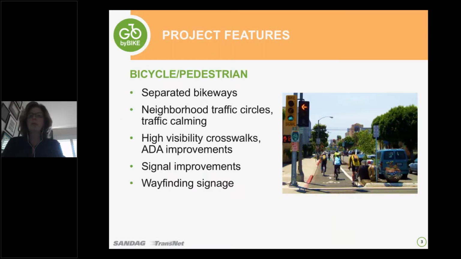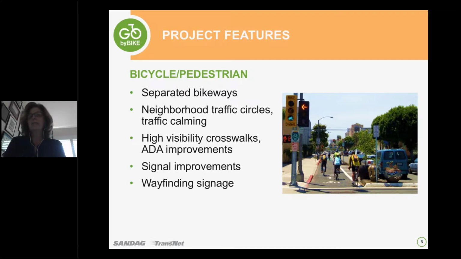We call it a bikeway program, but all of our projects have pedestrian improvements and traffic calming in many cases, with the goal of making our roadways safer for all users, whether you're riding your bike, you're walking, or you're in your car. And we'll do that through a network of separated or protected bikeways. We'll slow traffic down, particularly in some of our higher residential neighborhoods.